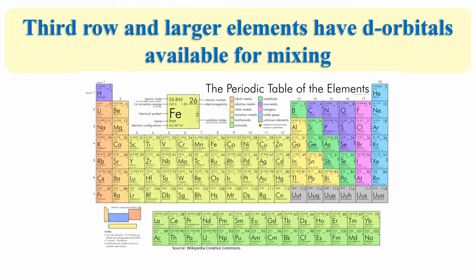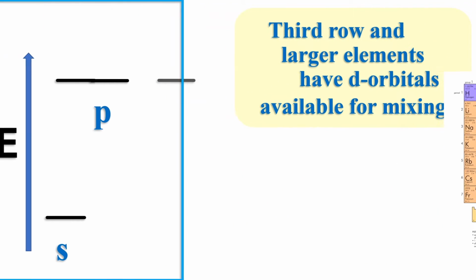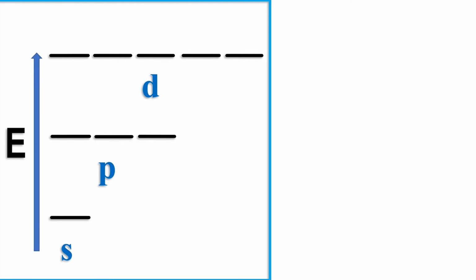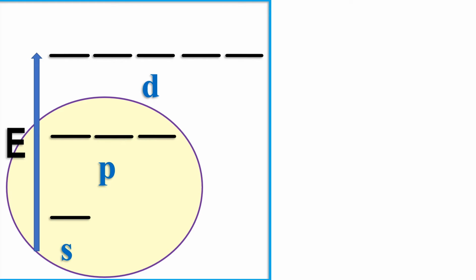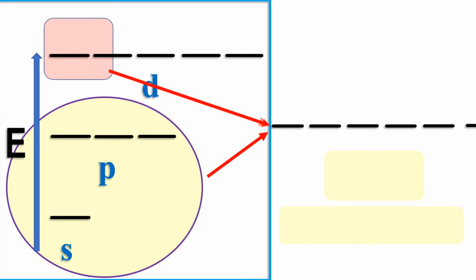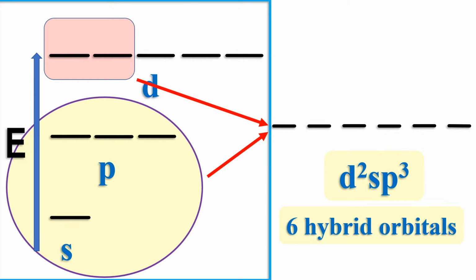Third row and larger elements have d orbitals available for mixing. Let's go back to the diagram and bring these d orbitals into view. When the s orbital and three p orbitals mix with one d orbital, these five hybrid orbitals are called dsp3 orbitals. When an s orbital and three p orbitals mix with two d orbitals, these six hybrid orbitals are called d2sp3 orbitals.